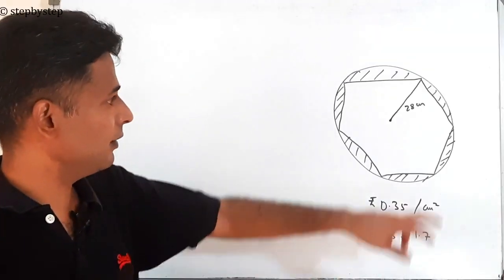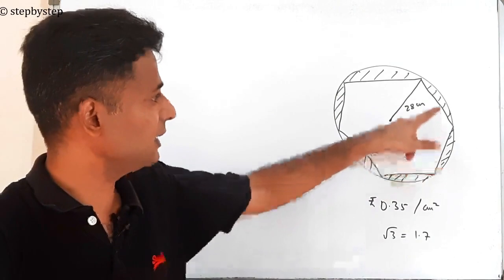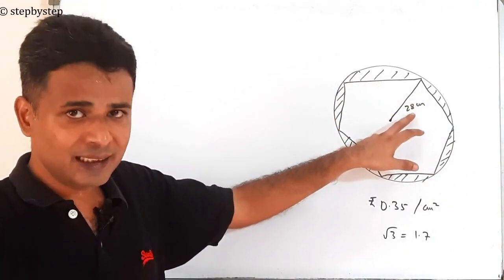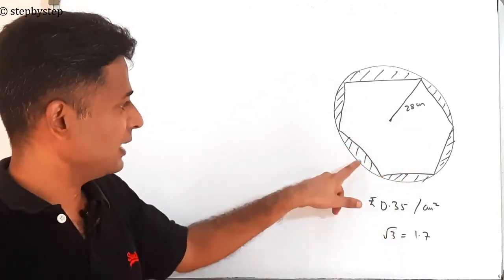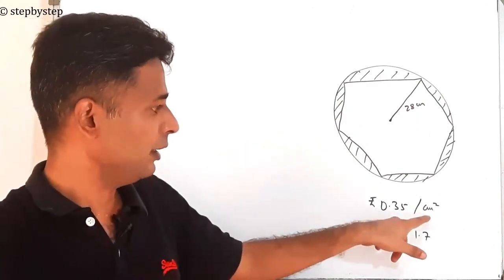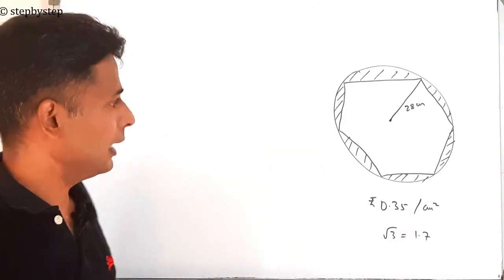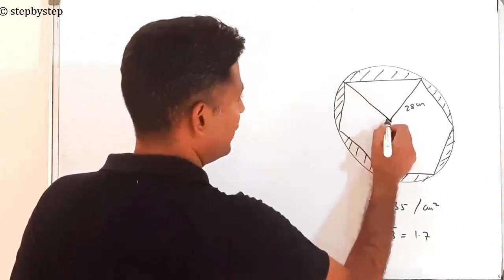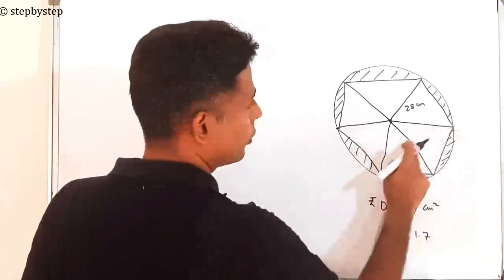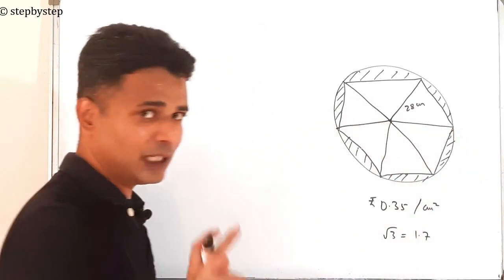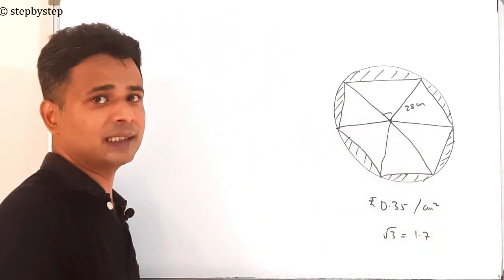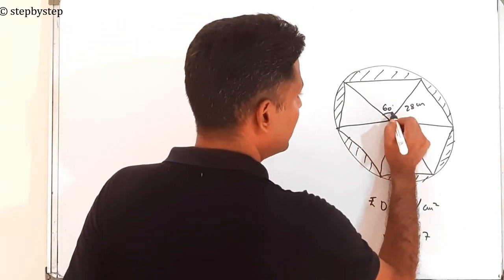Alright guys, now the next question. They have told a table cover has 6 equal designs, and the radius we get from the question is 28 centimeters, and they have asked us to find the cost of making these 6 designs at the rate of 0.35 per centimeter square. Now if we do this, we are getting 1, 2, 3, 4, 5, 6 equal sectors, which means the angle of one sector is 360 by 6, which is nothing but 60 degree.